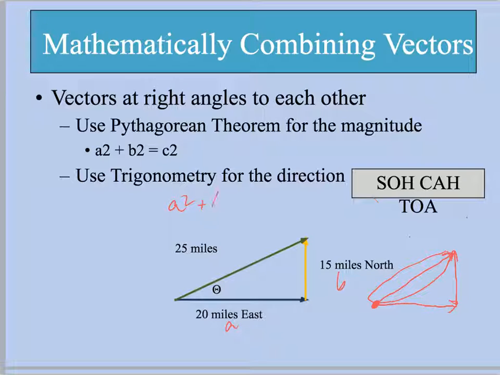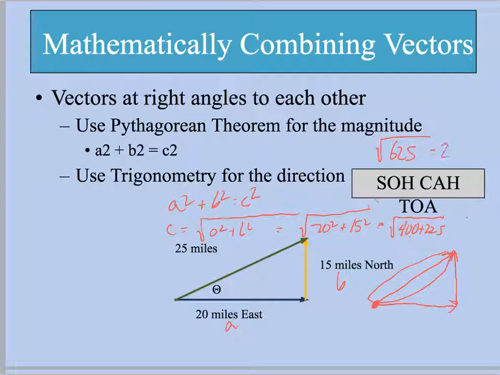A squared plus B squared equals C squared. We're solving for C, so C would be the square root of A squared plus B squared. And then we start plugging in our numbers. The square root of 20 squared plus 15 squared gives us the square root of 400 plus 225. And the square root of 400 plus 225 gives you the square root of 625, and that would give us 25 miles for our resultant value.